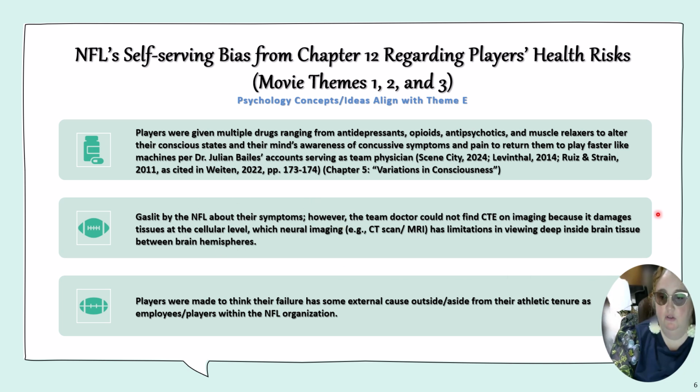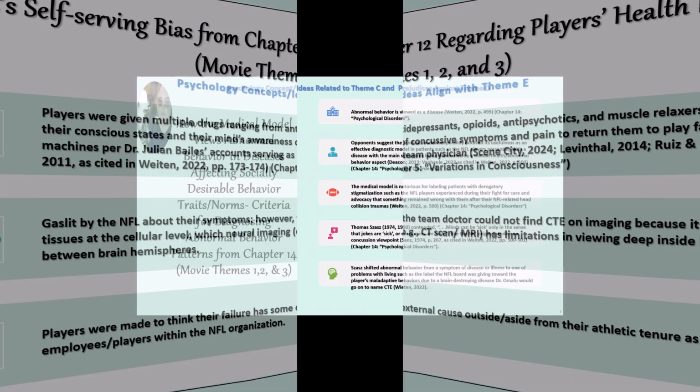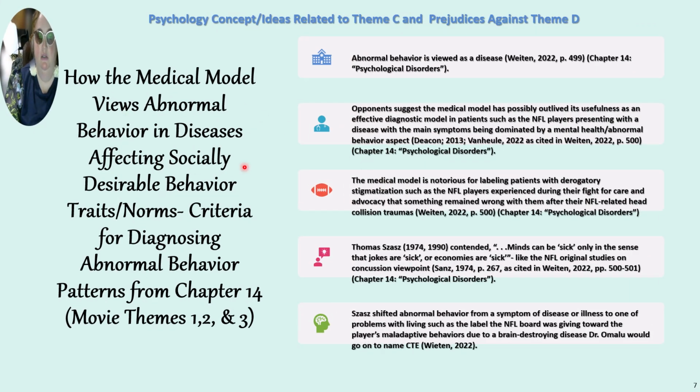The disease that caused them the worst harm from the concussion standpoint was not found on the neural imaging that was covered in Chapter 3. And also the players were made to think their failure had some external outside cause, and that is the core hallmark of self-serving bias that is covered in Chapter 12. And then we'll take a look at how the medical model views abnormal behavior and diseases affecting socially desirable behavior, such as the symptoms the players were exhibiting from the CTE that was destroying their brains.